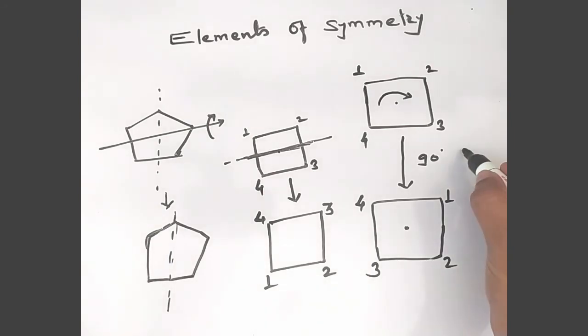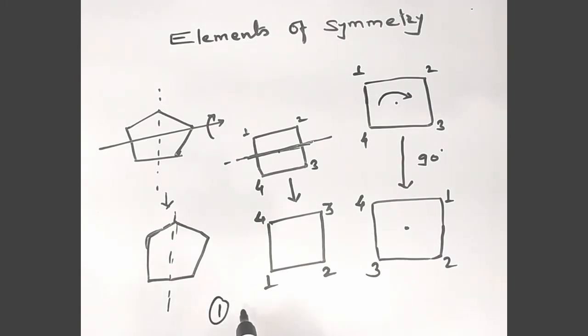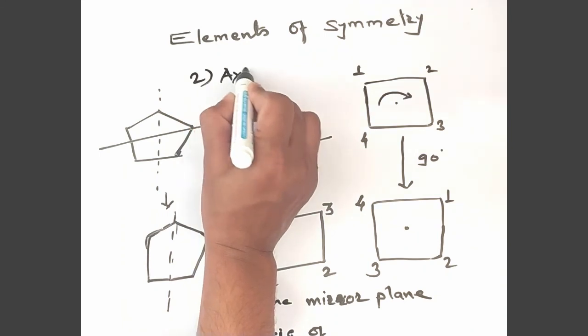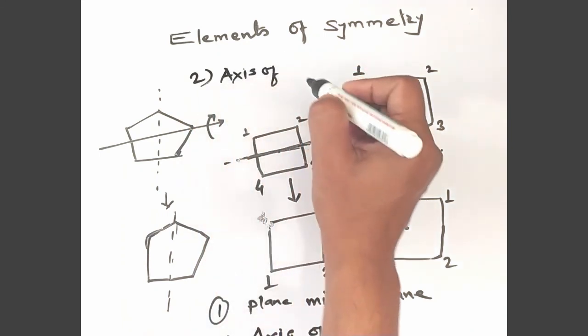So friends, this was about the elements of symmetry, just an introduction. The two elements I introduced: first, I told you about the plane of mirror, also called the mirror plane, and second was the axis of rotation.